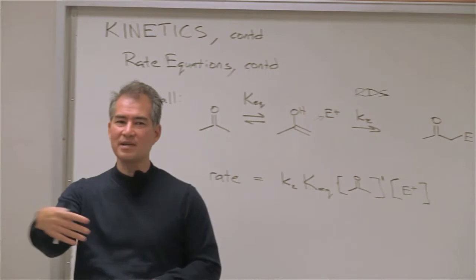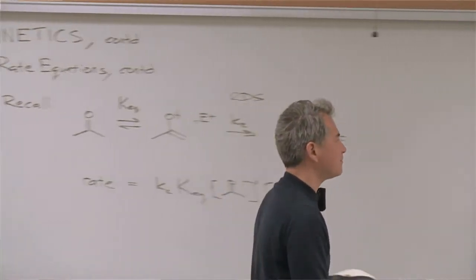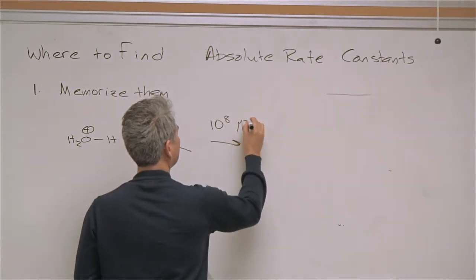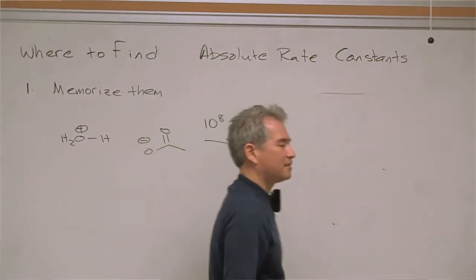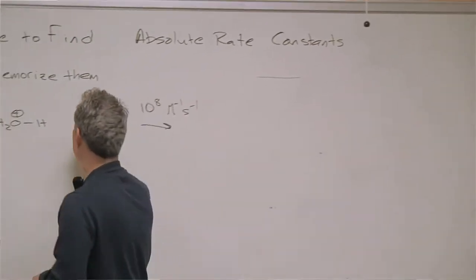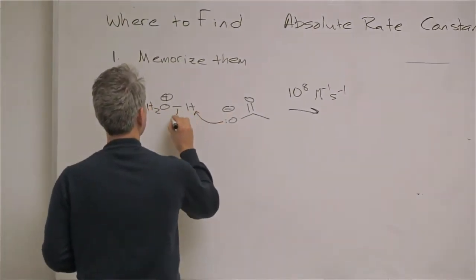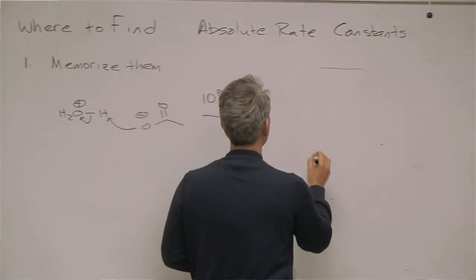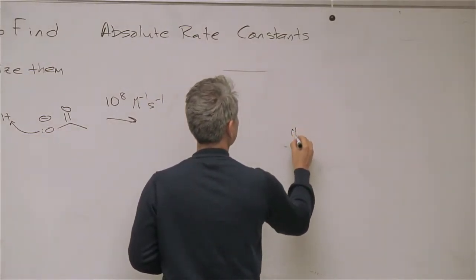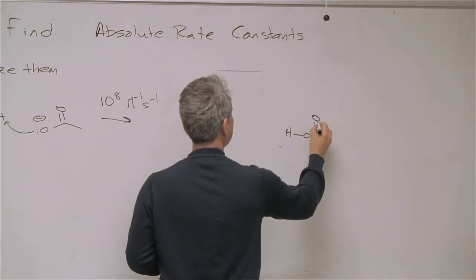There's a whole series of rate constants that I know the rate for. And this one is easy for me to remember. The rate constant for this proton transfer process, where acetate plucks a proton off a hydronium ion, is about 10 to the 8th per molar per second. And I don't need to go to any table to know about that. I just happen to know that.